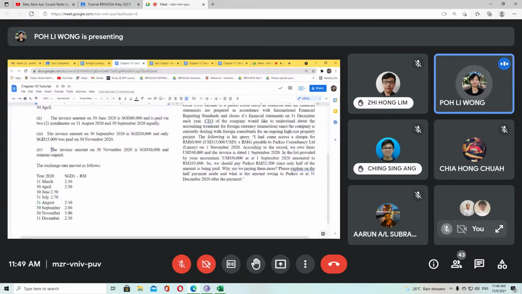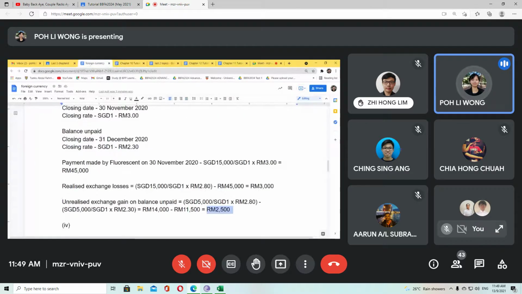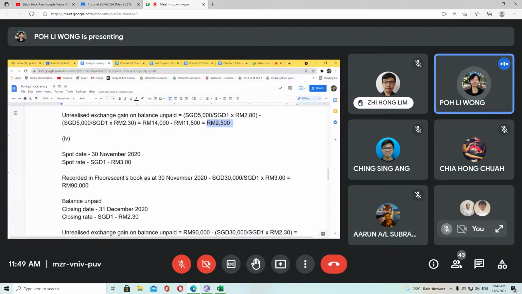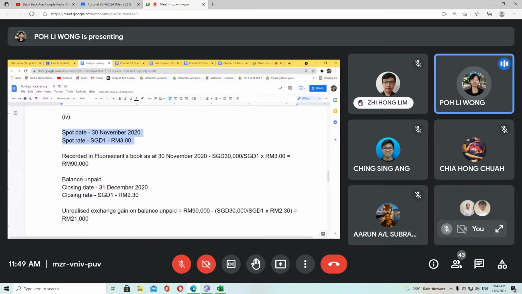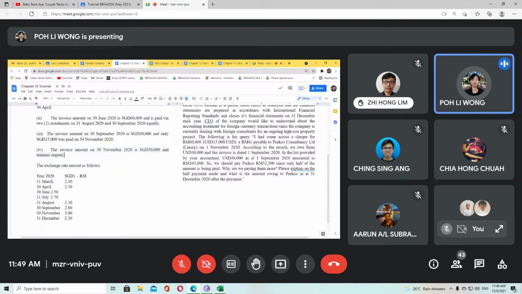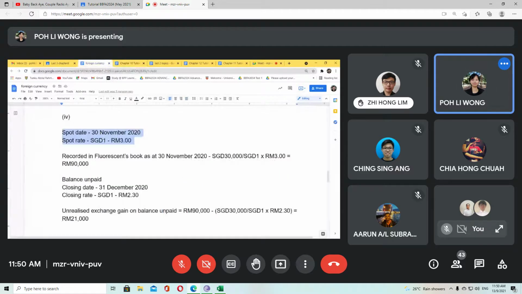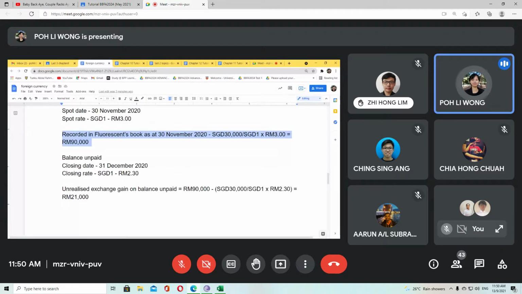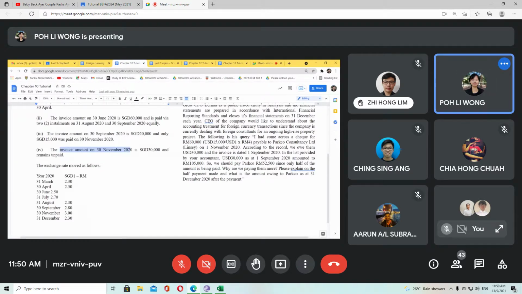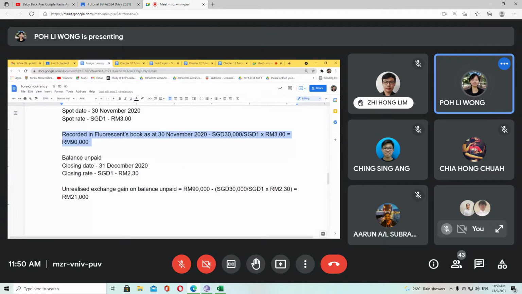So this part, it tells you that it remains unpaid. So remains unpaid, we just calculate unrealized exchange gain or losses. So we identify the spot date and spot rate. Again, this is based on the invoice date, okay? And then we have recorded in the book 30,000 times 3, so you get 90,000. And all the balance remains unpaid. So unpaid, we take in 30,000 times 2 ringgit 30 cents, which is 69,000.